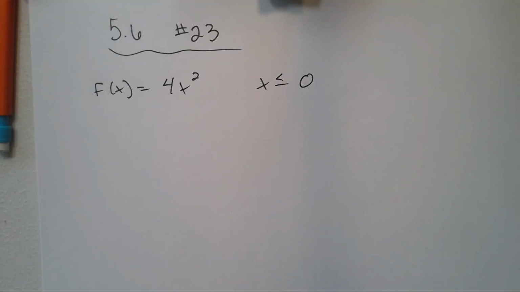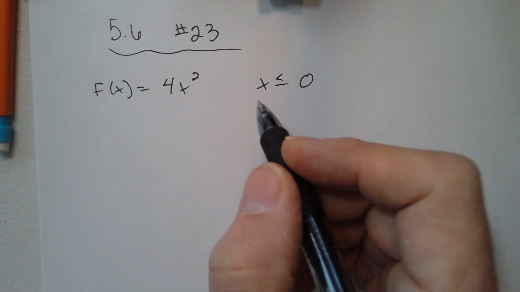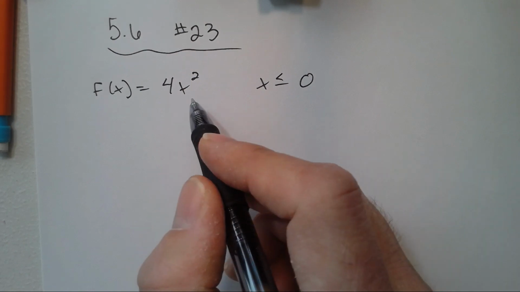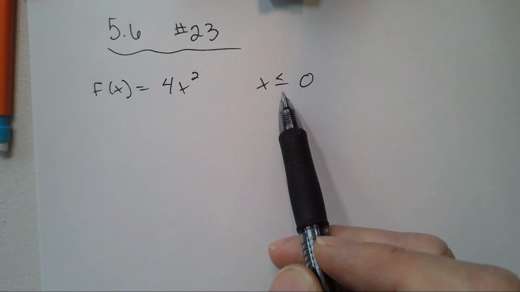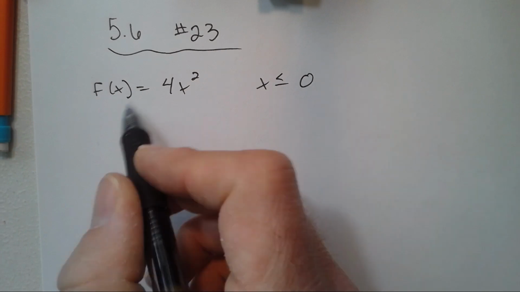Alright, 5.6 number 23, it says find the inverse of the function and graph the function and its inverse. Okay, so that looks like a parabola, but it's actually just the left half of the parabola. So we'll come back to that once we find the inverse.